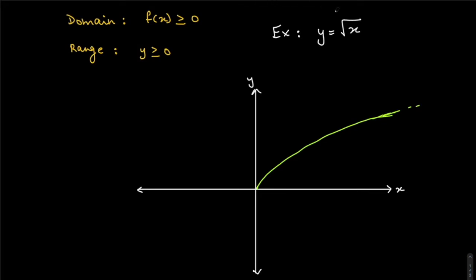Now in this example, the domain is x greater than or equal to 0, because f of x in this case is equal to x. Where x is greater than 0, y is also greater than 0. That is the general form.